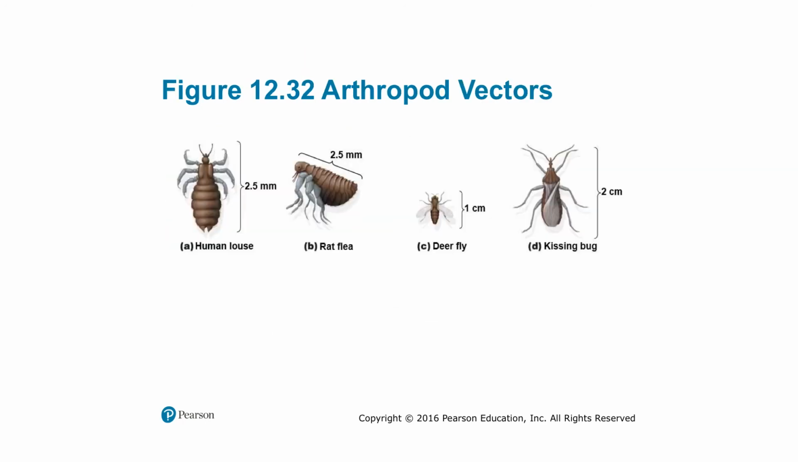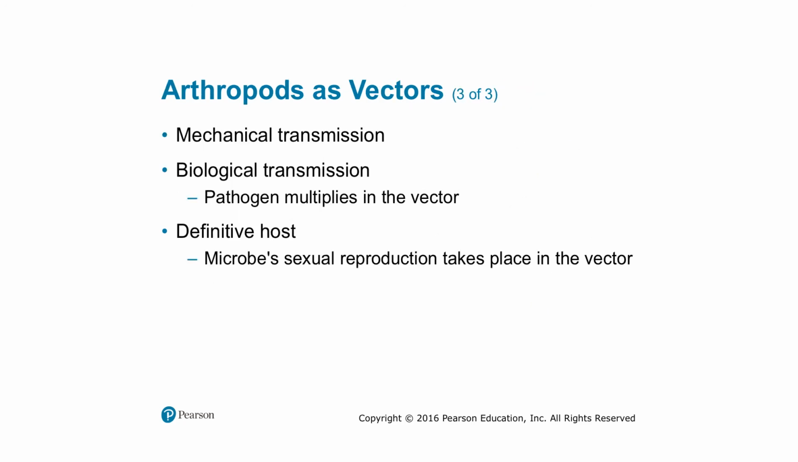And so here's some other ones. So the human louse, so head lice is caused by this. This is the same louse that you find in what we would commonly call crabs, but pubic lice. And so this has 6 legs. The rat flea also has 6 legs. The deer fly is going to have 6 legs, and the kissing bug is also going to have 6 legs, because all of these are insects.